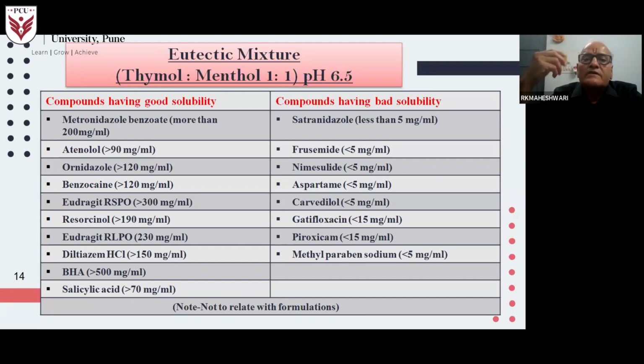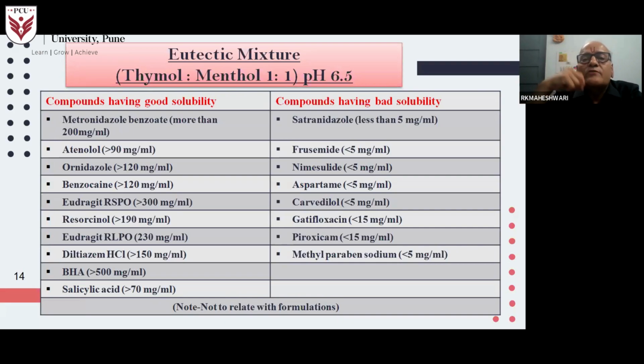It is just like a solvent, because it can be taken like any solvent. In this condition, in liquid state, the molecules of menthol and thymol are in movement. And now I am giving some examples of solubility enhancement by this eutectic liquid. On the left hand side, number one is metronidazole benzoate. Metronidazole benzoate is a very poorly water soluble drug, a water insoluble type of drug. But in this particular eutectic liquid of thymol menthol, in 1 ml you can dissolve even 200 milligrams of metronidazole benzoate. About 20% solubility is there.